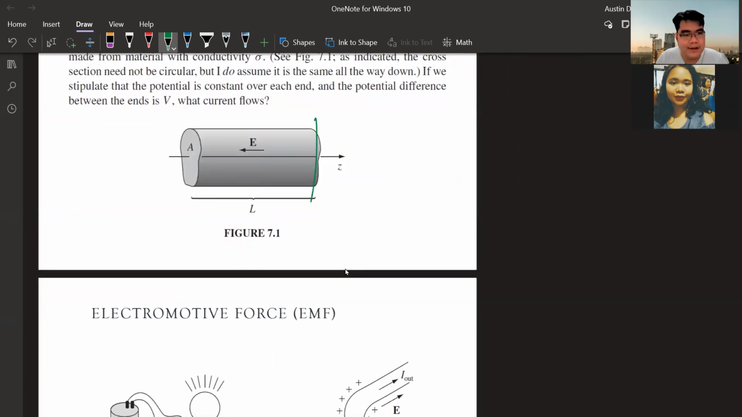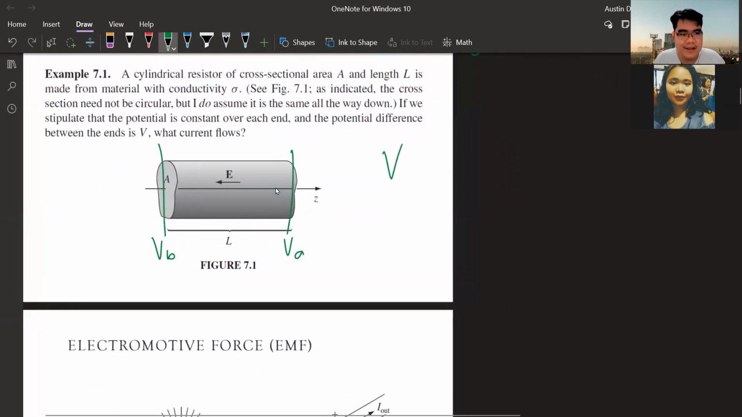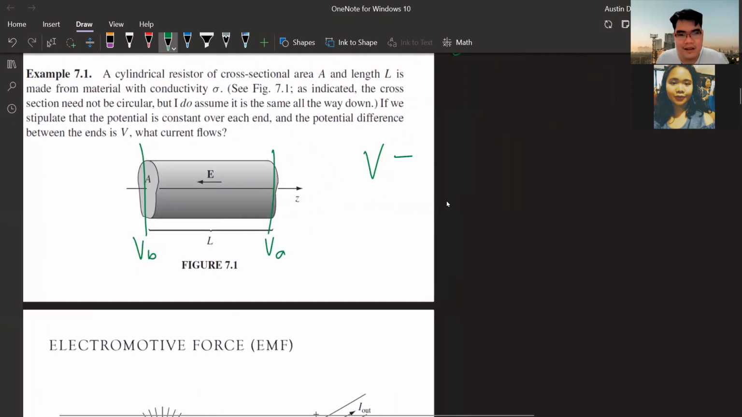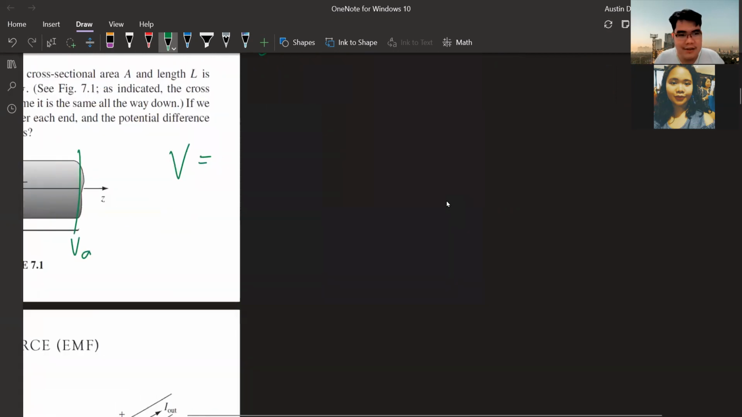So here is your potential. May potential ka daw dito, VA, VB. And then sabi niya, yung potential difference lang naman daw is V. Okay? So constant yung potential difference, V. And ano yung definition natin ng potential? Di ba E dot DL?